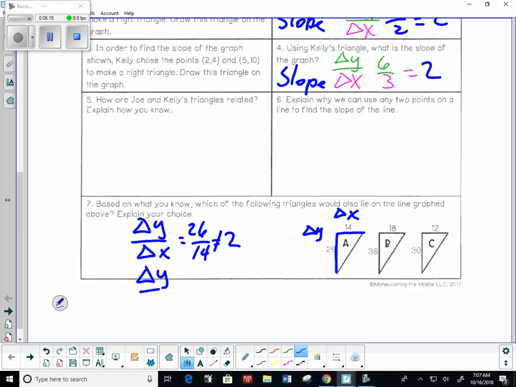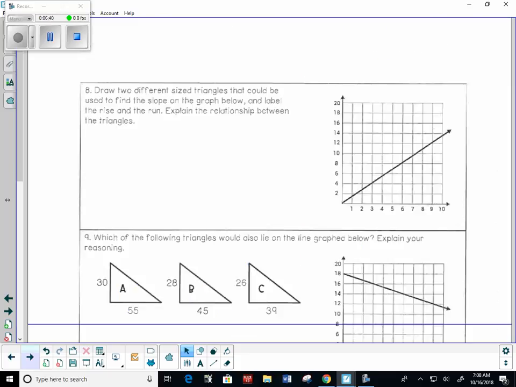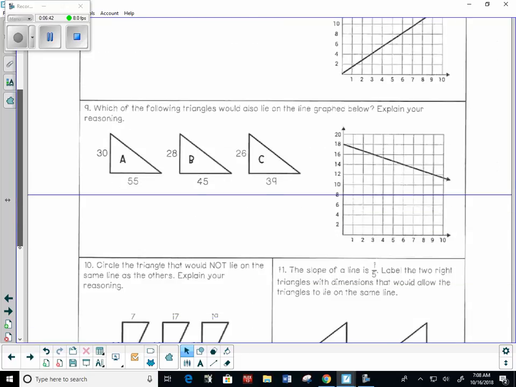Change in y over the change in x. Change in y is going to be 36. The change in x is going to be 18. 36 divided by 18 is 2. Okay? So this would be the correct answer. Okay, I'm going to let you finish the rest of your notes and look through. You can pretty much do the same thing here.